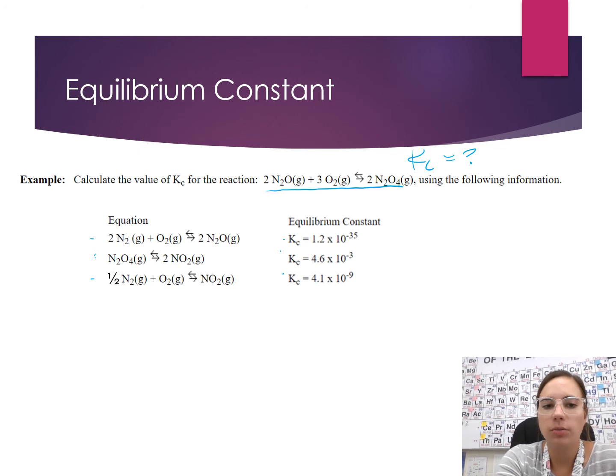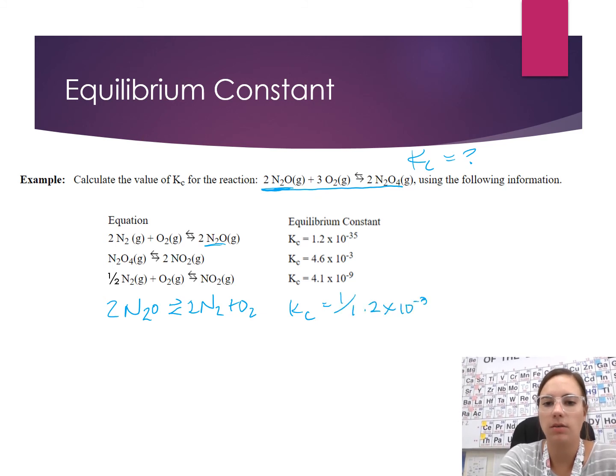So again, I told you my method is to typically first look for products or reactants that are out of place. So in this reaction, N2O, dinitrogen monoxide, is a reactant. Well, down here, it's a product, and so that can't be the case. So I'm going to rewrite this first equation reverse. 2N2O, 2N2 plus O2. And then that means the new Kc value is 1 over 1.2 times 10 to the negative 35. Okay, so now I have my N2O in the right place.